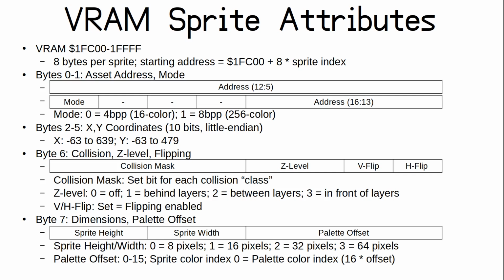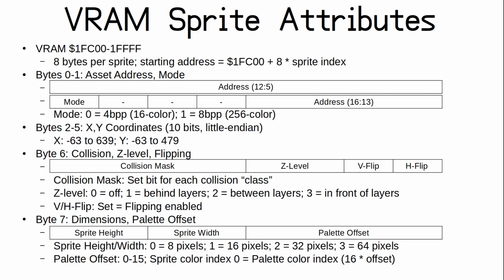So if you wanted to place your first sprite asset right after the default text map at hex 04000, you need to shift that address to the right by 5 bits and write hex 200 to the address register. It's little endian, of course, so you'll write 0 to the first byte and 2 to the second byte. However, the second byte also contains another field. Bit 7 is used to indicate the color depth of the sprite. A mode value of 0 indicates 16 colors, and 1 means 256 colors.